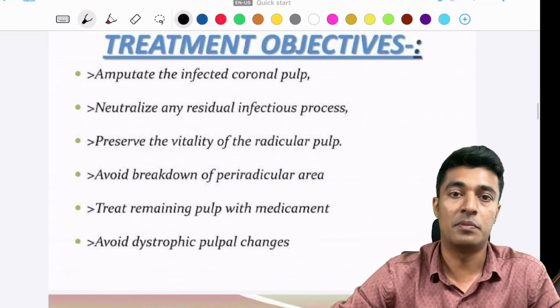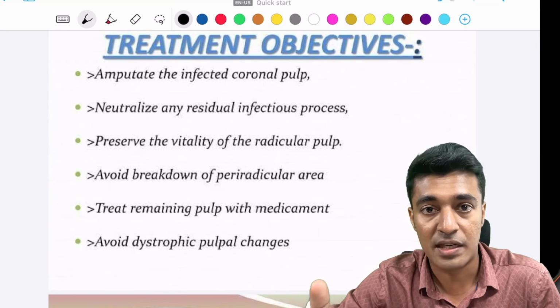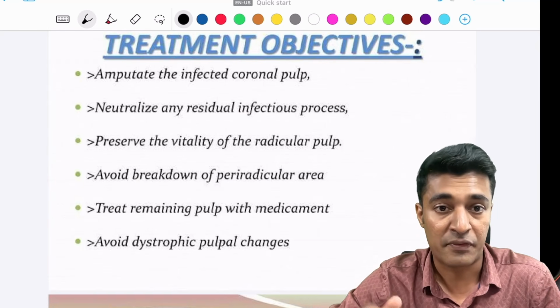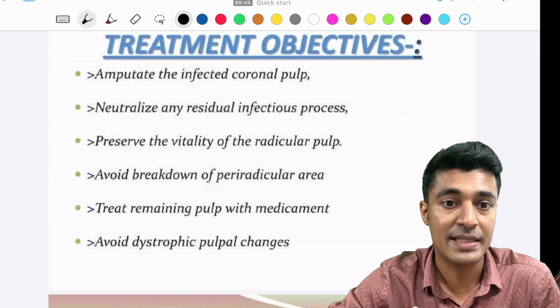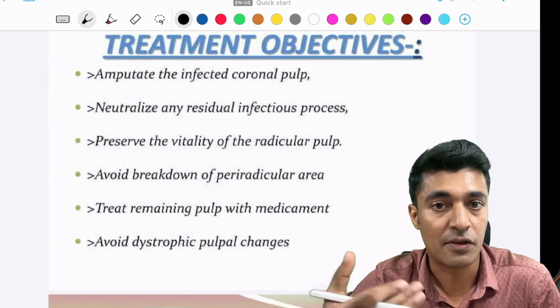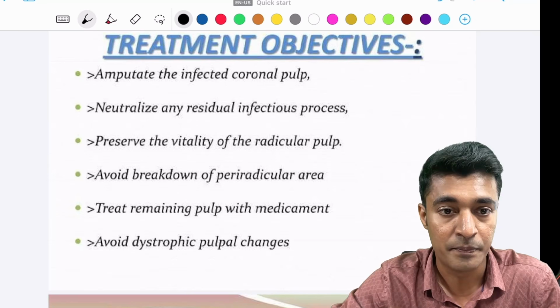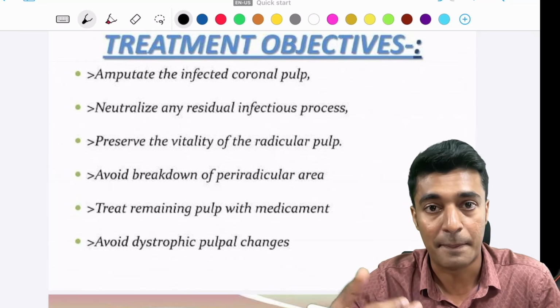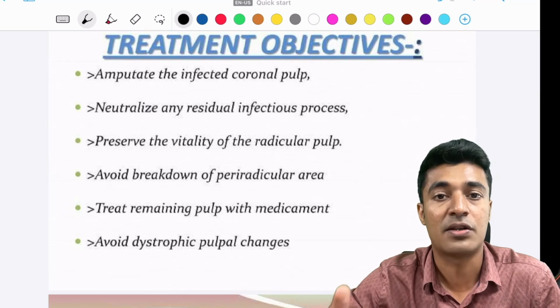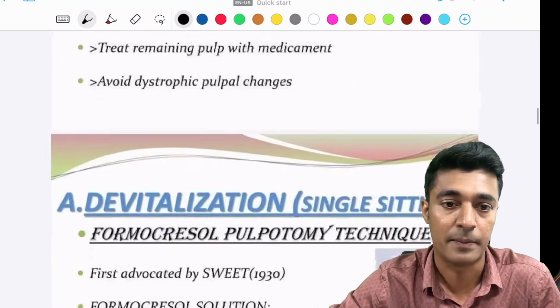Coming to the treatment objectives, the first objective is to amputate the infected coronal pulp. After amputation, we have to neutralize any residual infectious processes, then preserve the vitality of the radicular pulp, avoid breakdown of the periapical region, treat the remaining pulp with a medicament, and avoid dystrophic pulpal changes. These are the objectives of pulpotomy.